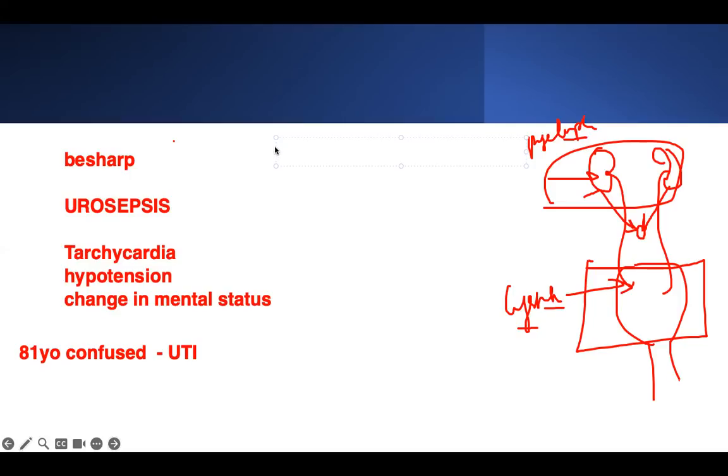The next one is kidney stone. Guess what? They will use the word nephrolithiasis. What is nephro? Kidney. Lithiasis is stone. So that's why they call it kidney stone. Nephro is kidney, lithiasis is stone.